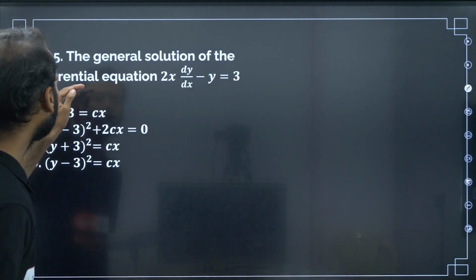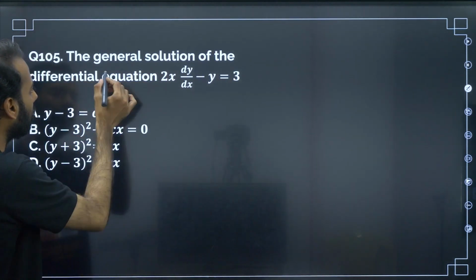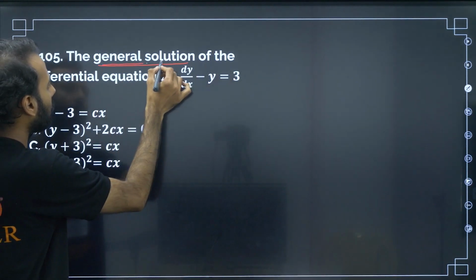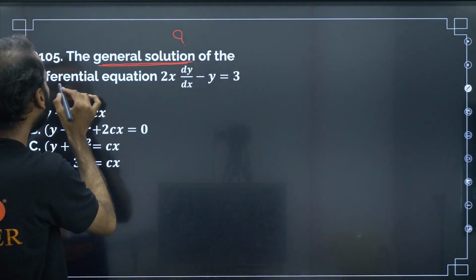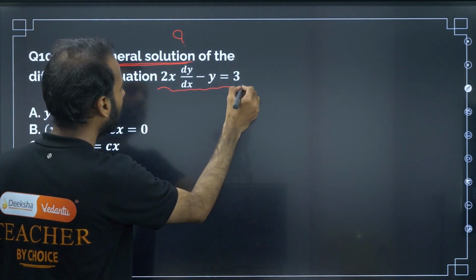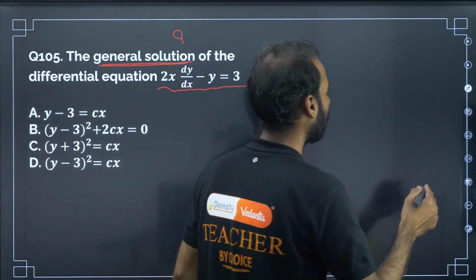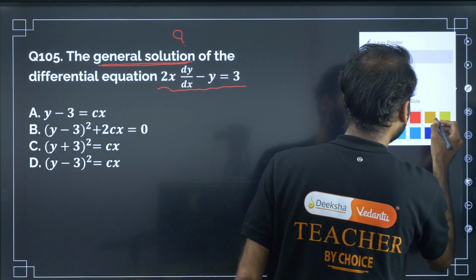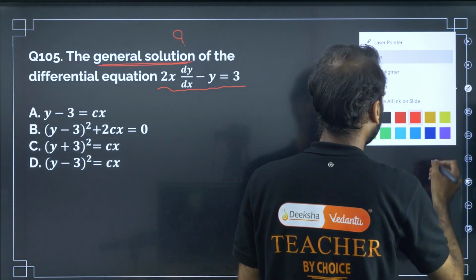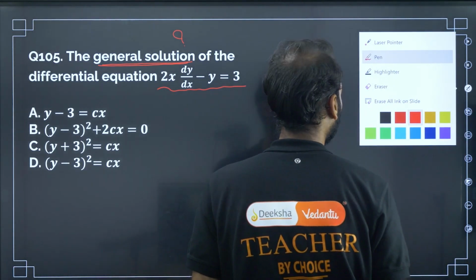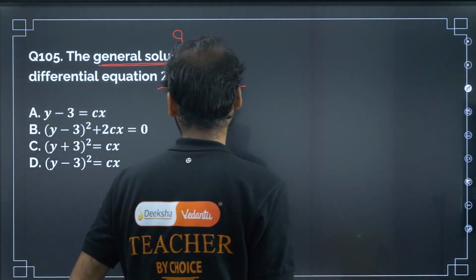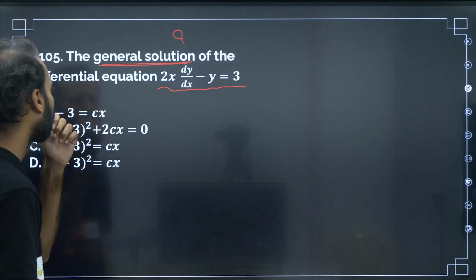The general solution of the differential equation. They are asking for the general solution of the differential equation. One differential equation they have given. We have solved differential equations. This is also an important chapter, but it requires knowledge of integration and calculus. Entire calculus knowledge is required to solve that. So what are they asking? They are asking for the general solution of this.